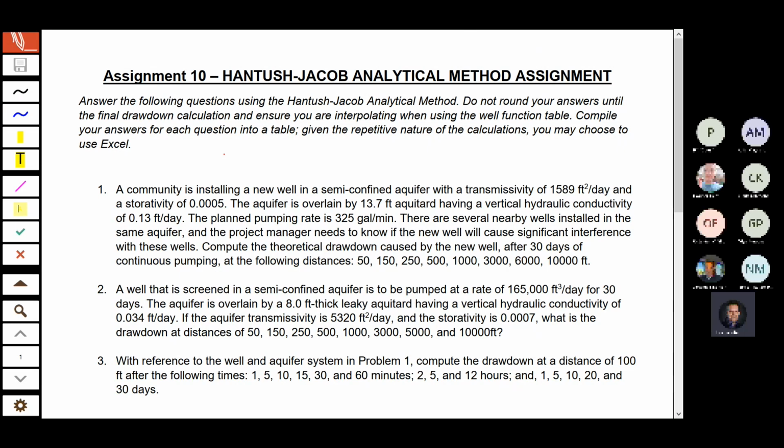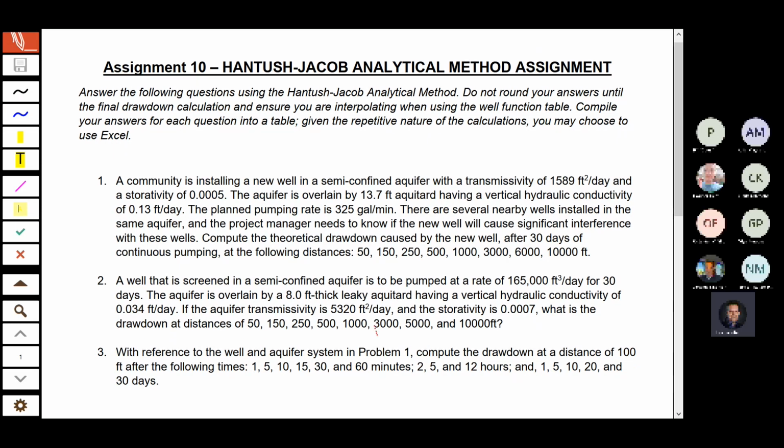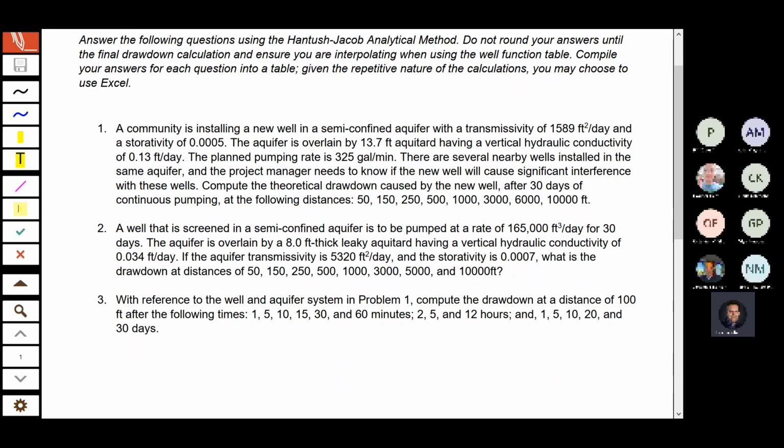And when I'm checking your work, it's not a graphical method, it's just an analytical method. Compile your answers for each question into a table. Given the repetitive nature of the calculations, you may choose to use Excel. I highly encourage you to use Excel. But all the problems are exactly the same.